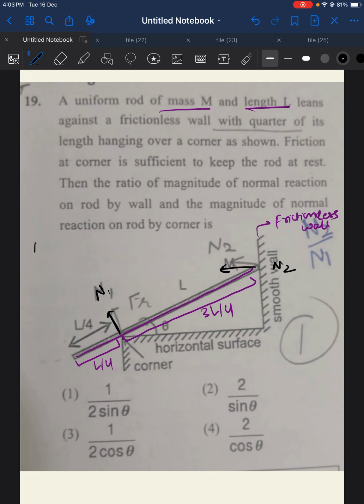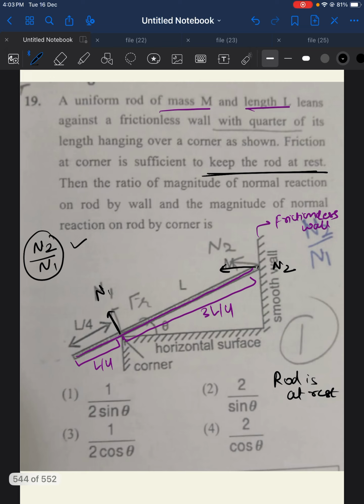What are we supposed to find out? We are supposed to find out N2 by N1, right? Now the main point which is given here is that the frictional force is sufficient to keep the rod at rest, means the rod is at rest. Okay, now before we apply everything, let's see what all forces are acting. So this is a frictionless wall, so there is no force acting here, only the normal reaction.